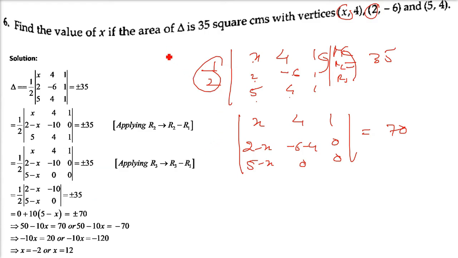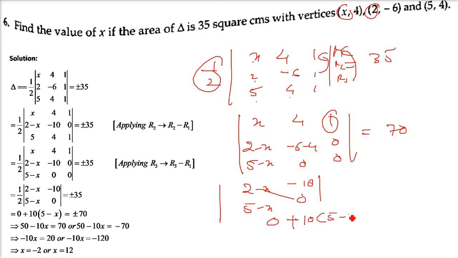So there is just a different discussion we have to do here. Let us just solve it and then you will see what it is going to be. Because area of the triangle can never be negative. That is why when we solve this, I am opening it using the third column. 2 minus x into 0, my 5 minus x minus 10, 0 into plus 0 plus 10 minus 10 into 5 minus x is 6 is 70.